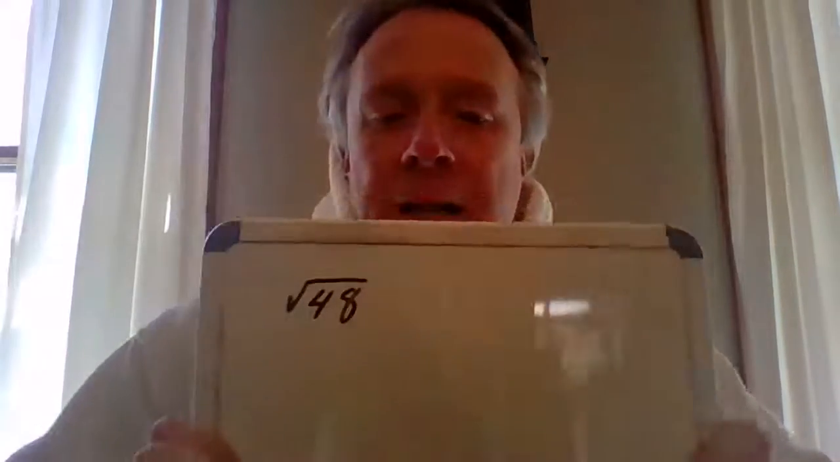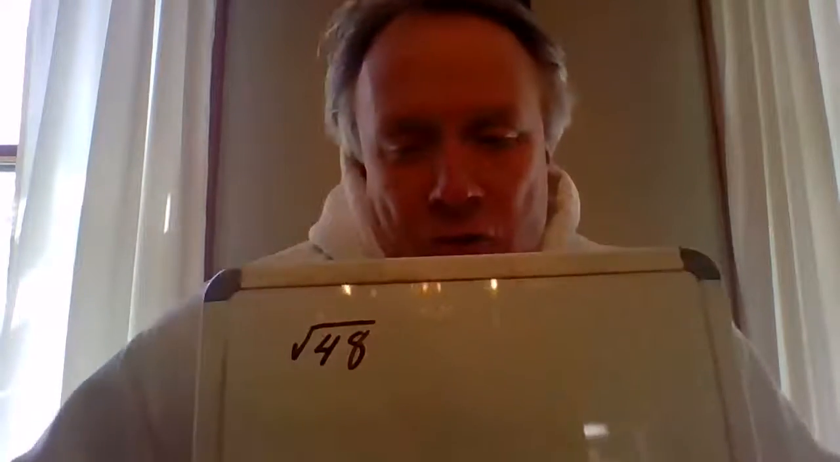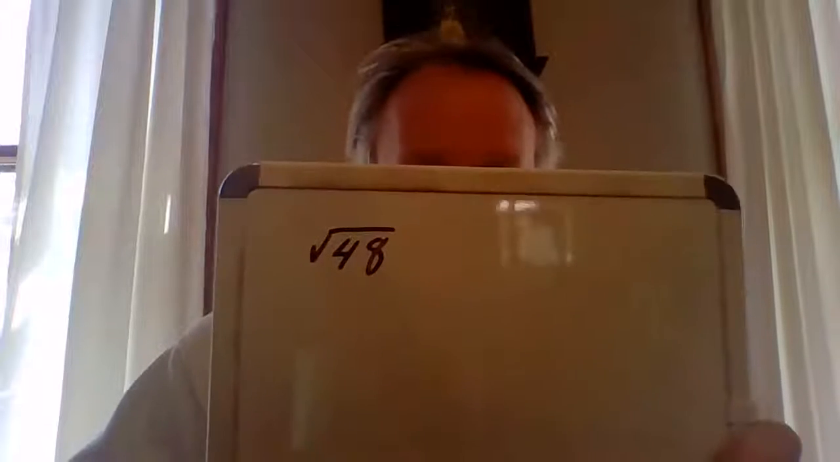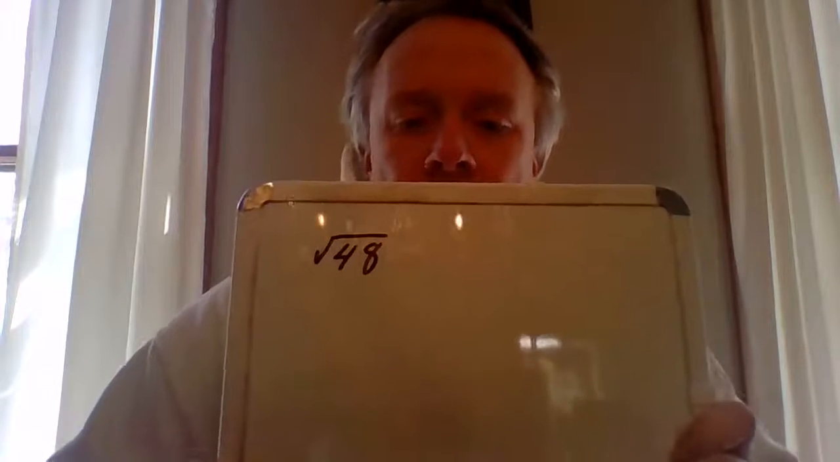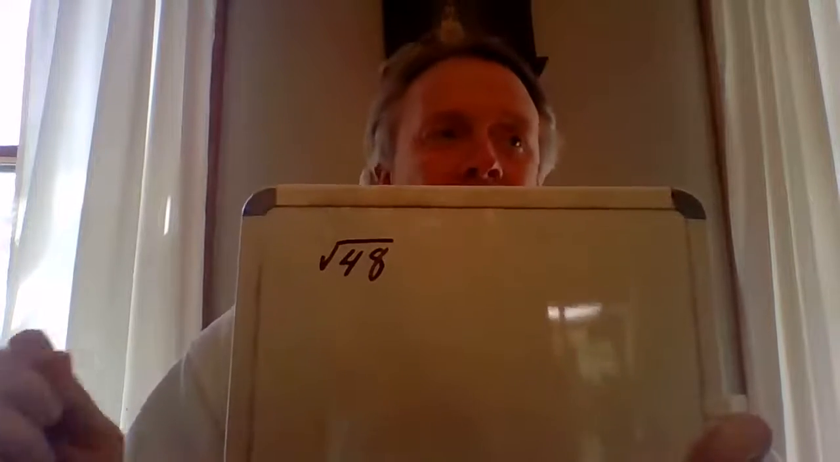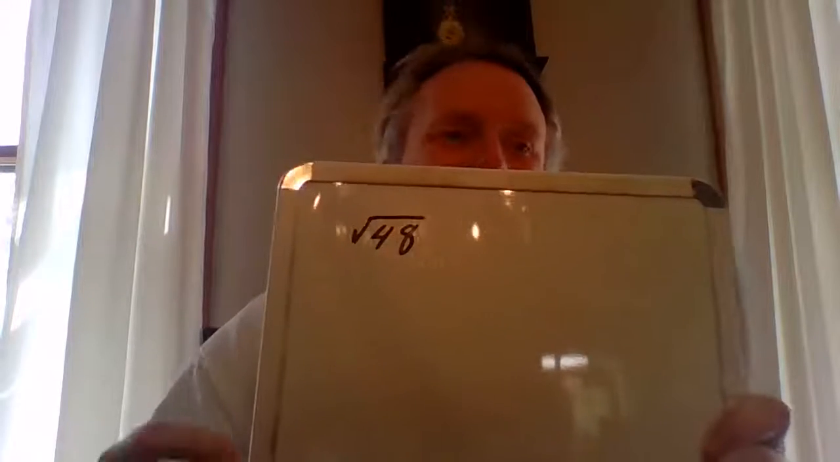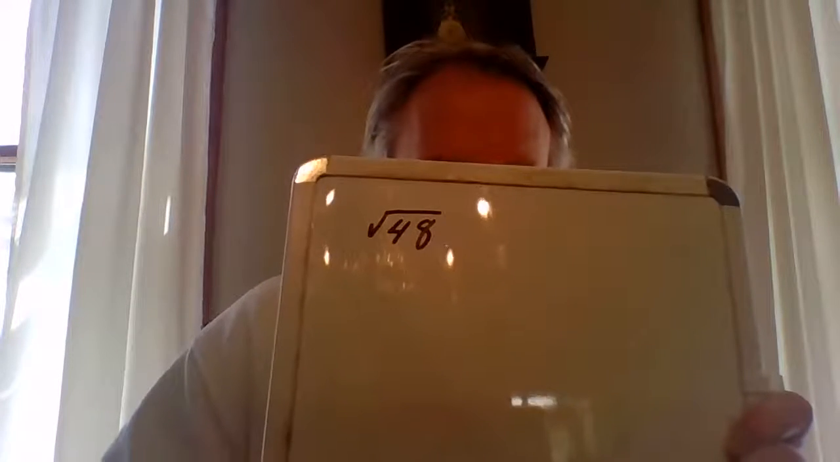We're going to work on simplifying radicals. And here we go. Look at this radical I have here first. Square root or radical of 48. The first step you need to do to solve this is find a perfect square that divides into 48. And the first one that pops in my head is 4 times 12.